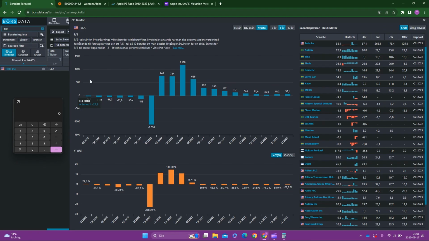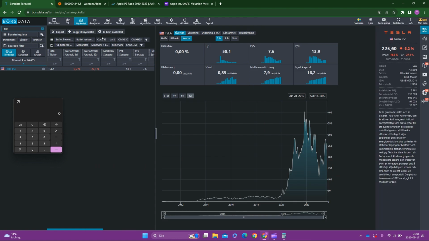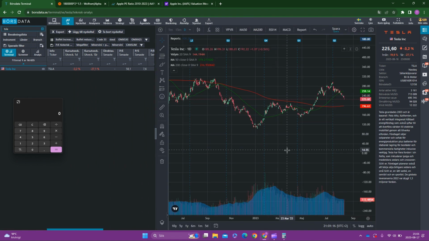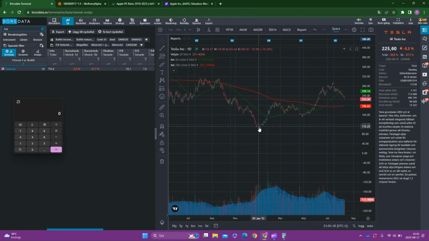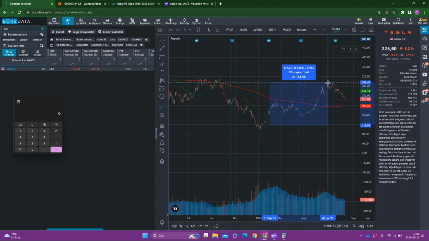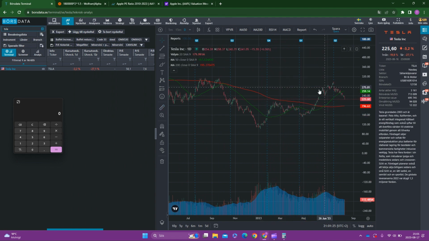A perfect example of this is the Tesla stock, where the company was trading about 36 PE in Q4 2022. That was their lowest for a very long time. The last time was early 2020. And this was one of the reasons why I bought the stock very heavily in this dip here. And if you bought right here, you would be up about 150% from the bottom.